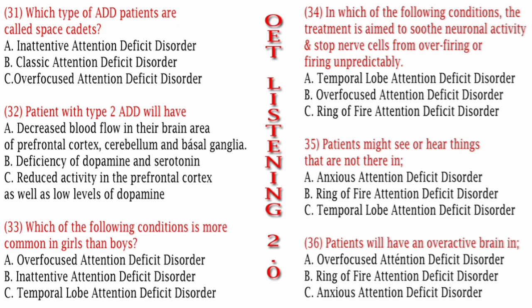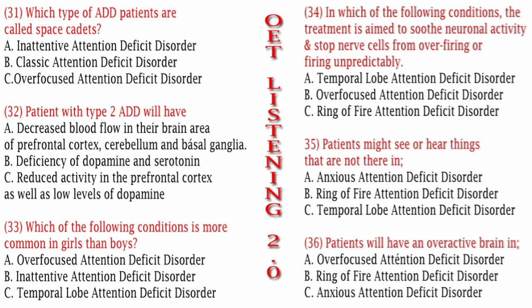Type 4. Temporal lobe attention deficit disorder. People with this type might see or hear things that are not there, and learning and memory problems may be present. The patients will have irregularities in their temporal lobes and less activity in the prefrontal cortex part of the brain. The aim of treatment is to soothe neuronal activity and stop nerve cells from overfiring or firing unpredictably.